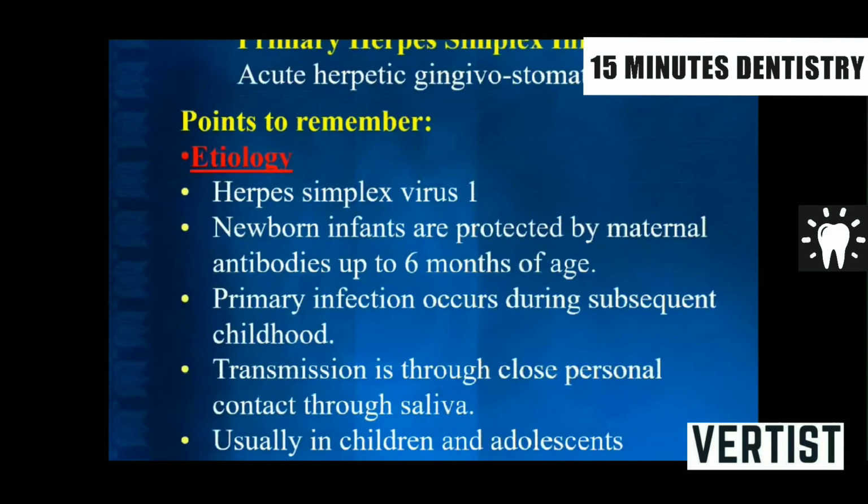Primary herpes simplex infection is also known as acute herpetic gingivostomatitis. I'm not going to read all the details. What are the points that you must remember? It is caused by herpes simplex virus 1. Most common in children from 6 months to 6 years of age. Children below 6 months of age are generally protected by maternal antibodies. The primary infection occurs during subsequent childhood. Very elderly patients and immunocompromised patients may also get infected by this. Transmission is through close personal contact.